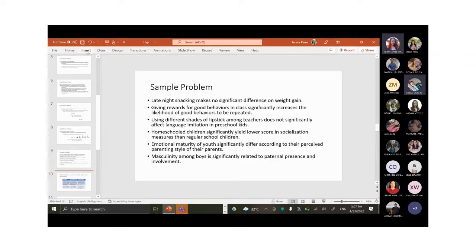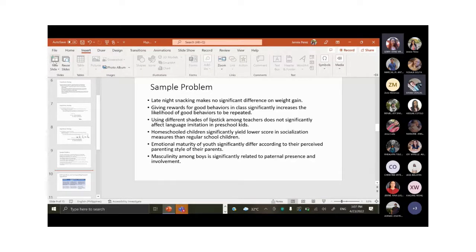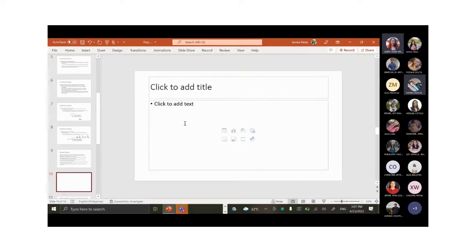I think I can have a control group po of people who will have late night snacks, and then for a period of time, I will observe kung mag-gain sila ng weight or not. Okay, yes. Malapit ka na dyan. Sino pa ang may idea?